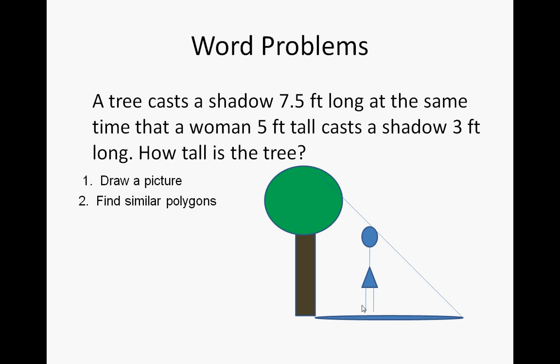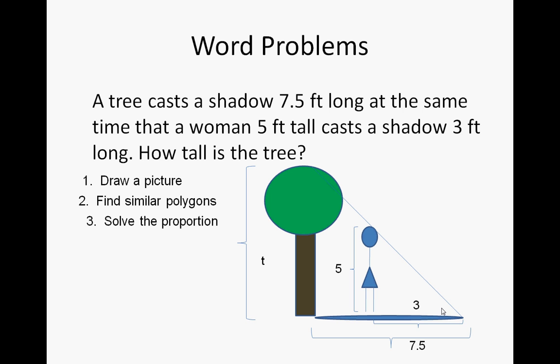And now I need to solve a proportion. So I need to figure out which numbers I'm going to use. She's 5 feet tall, and her shadow is 3 feet long. I also know that the tree's shadow is 7.5 feet long. What I don't know is how tall the tree is, so I put a variable there. I'm going to say T, because I'm sick of using X, and T stands for tree.